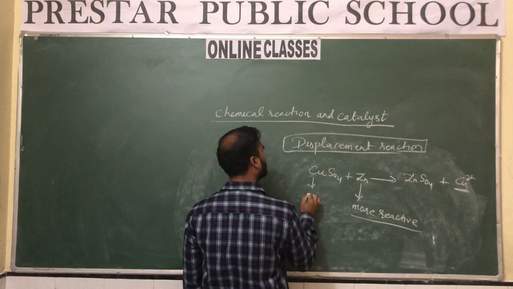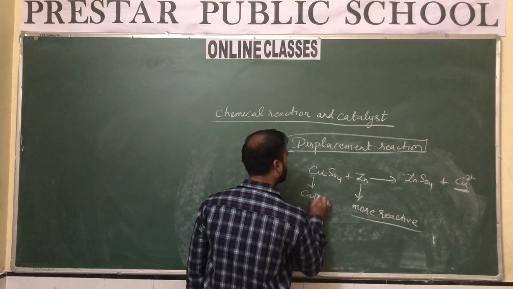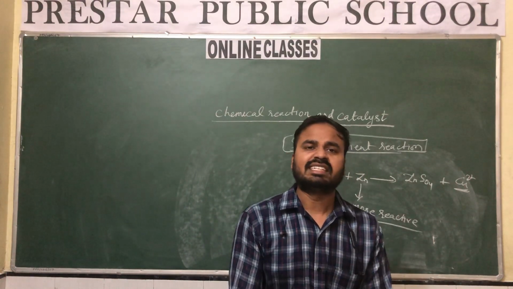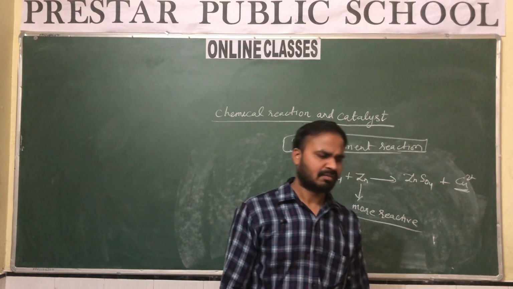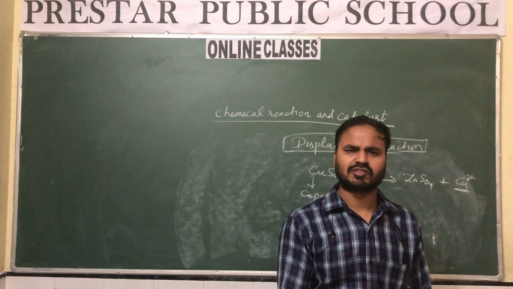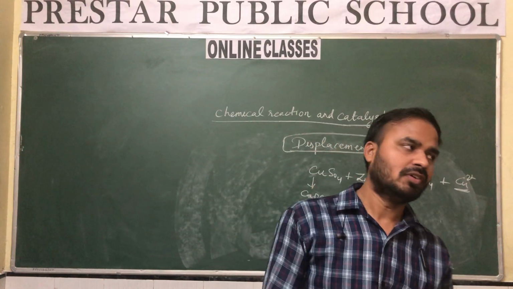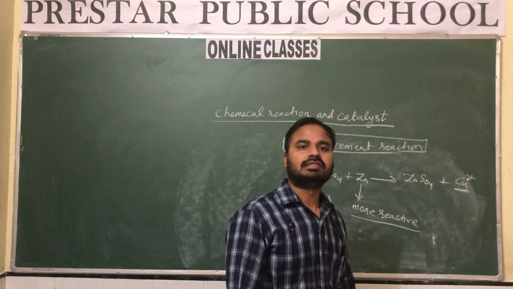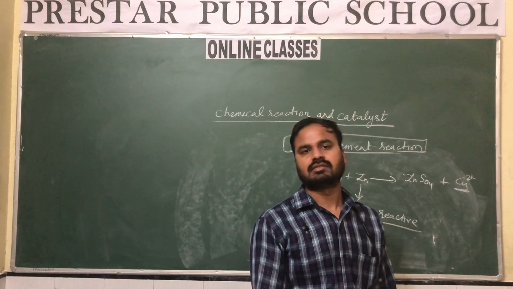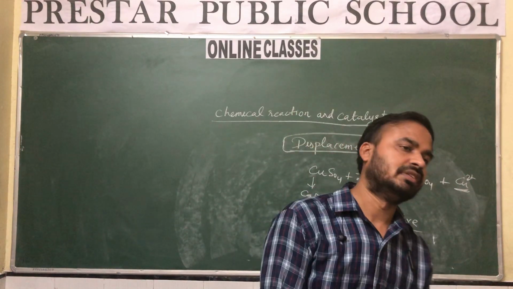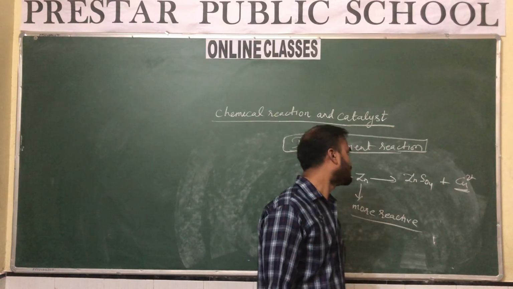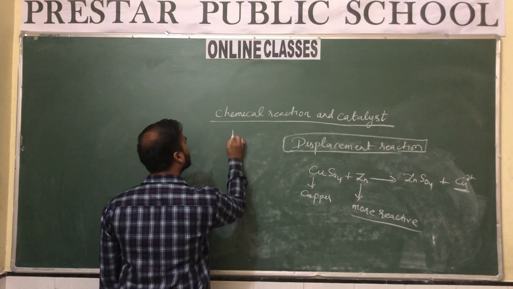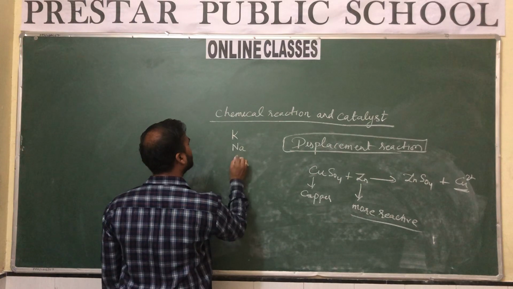So in this reaction, zinc is more reactive as compared to copper. But this much you have already studied in 8th class also. So these types of questions will not come. I will tell you in which way questions will come. For that, first you have to learn a table of reactivity, which one is the most reactive element and which one is the least reactive element. Okay? So just copy it. Just learn that.